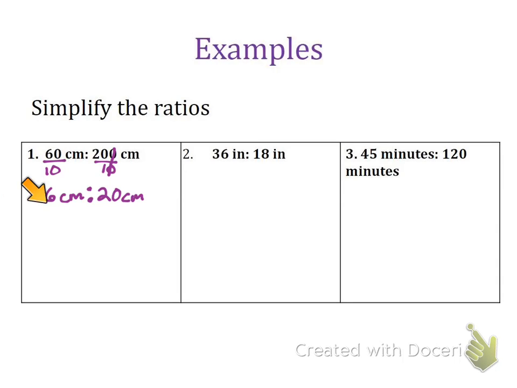All right, now, is 6 centimeters to 20 centimeters, can I divide that anymore? Well, they're both even numbers, so divide both by 2. What's 6 divided by 2? 3. So 3 centimeters. What's 20 divided by 2? 10. Good, 10 centimeters. And that is our final answer.